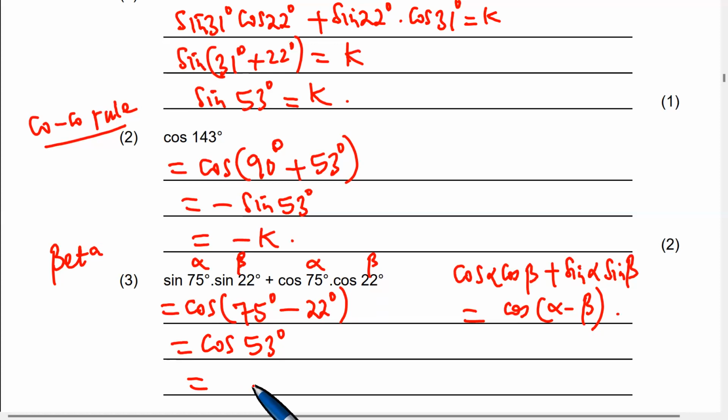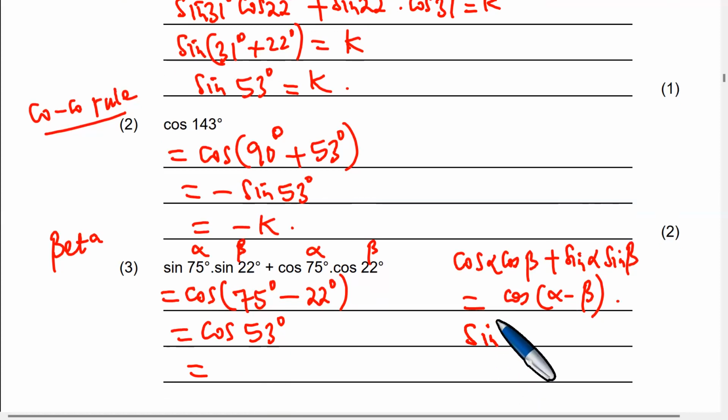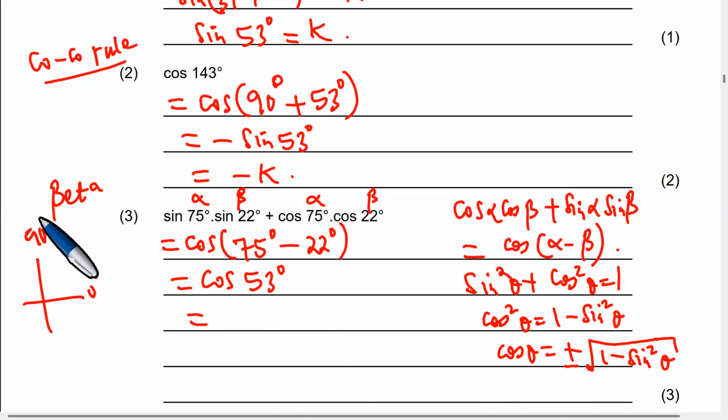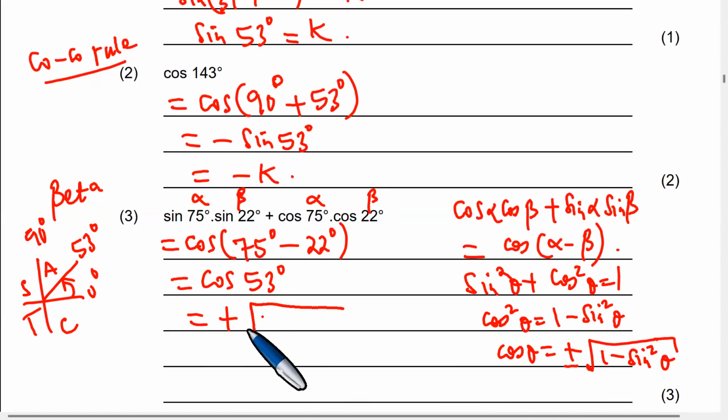There are a couple of ways to do this. We know that sine squared theta plus cosine squared theta equals 1. So you are looking for cosine theta, which is 1 minus sine squared theta. So when you have cosine theta, it is plus or minus the square root of 1 minus sine squared. But now you need to choose one of them. 53 is in the first quadrant because it is between 0 degrees and 90 degrees. According to the CAST rule, all trigonometric functions are positive there. So this is going to be positive. So you take the plus here, and then you put the square root of 1 minus the sine squared.